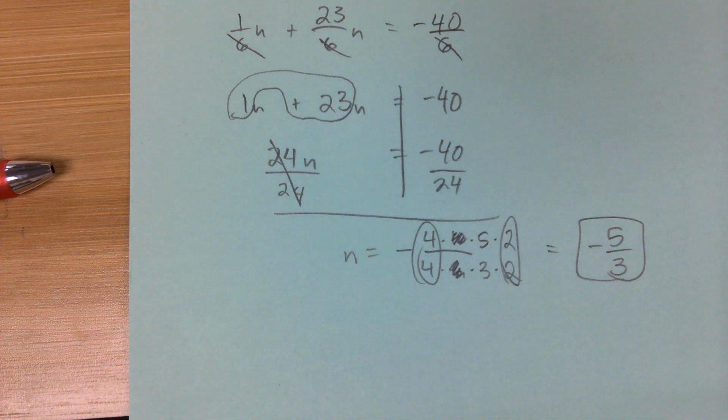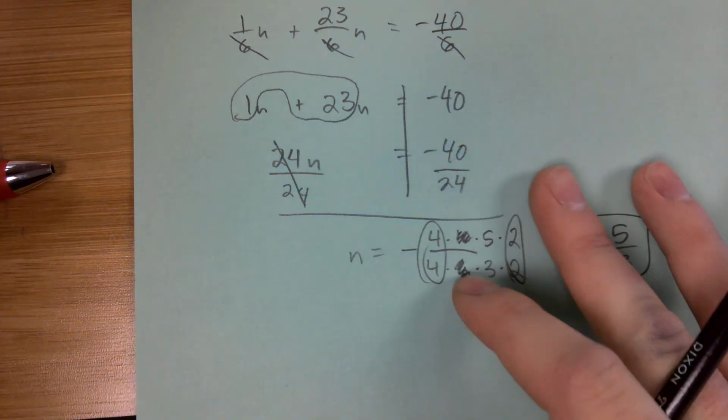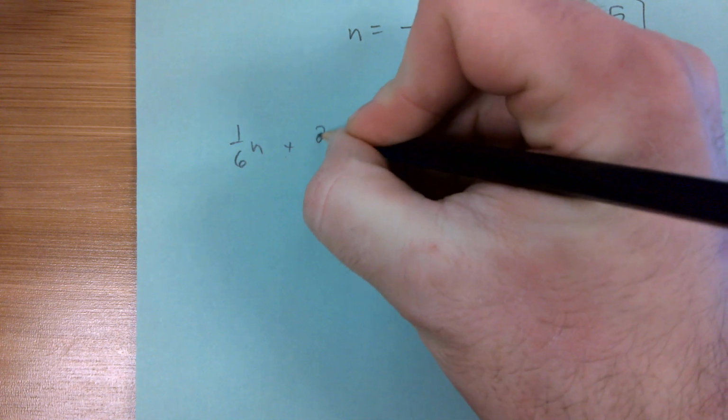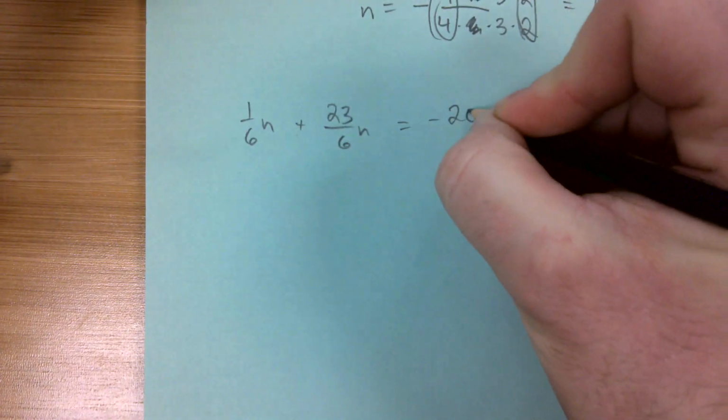Does anyone see a different way we could have solved this problem? Well, let's talk about it. Let's talk about a different way we could have solved this problem. 1 over 6n plus 23 over 6n equals negative 20 over 2, right? Oh, 3.